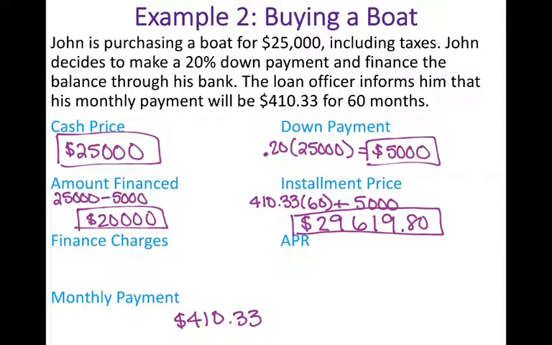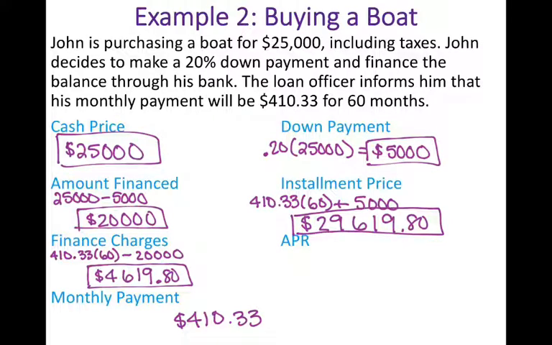Now for the finance charges, I'm going to take the amount that he pays for his monthly payments. So that was going to be the $410.33 times 60. So let me write it out. $410.33 times 60 minus the amount financed, so $20,000, which is $4,619.80.